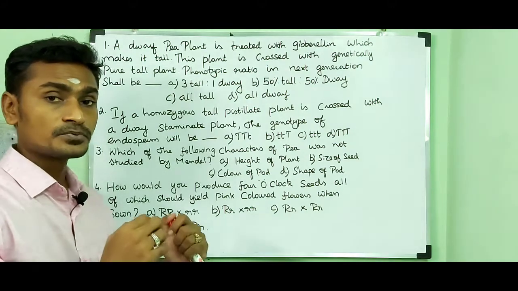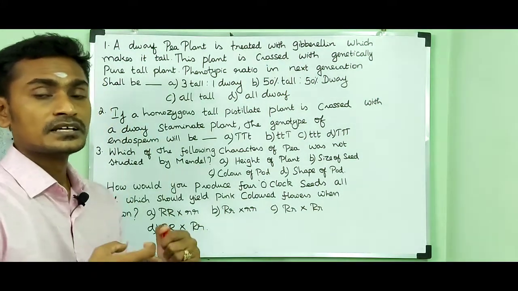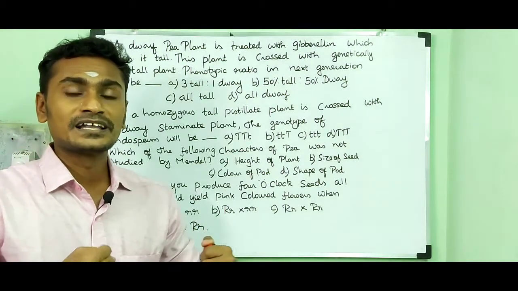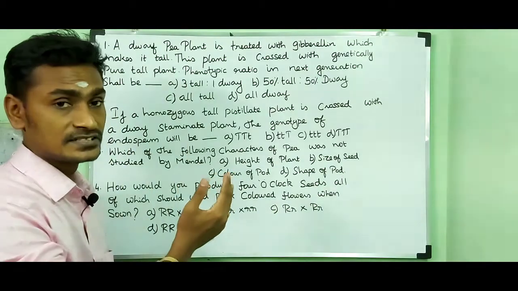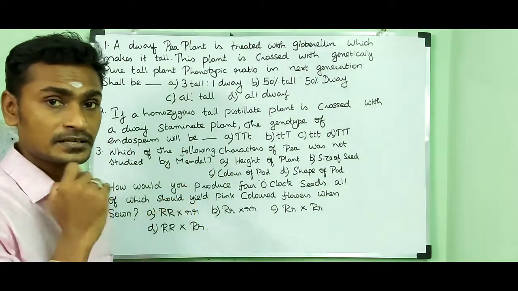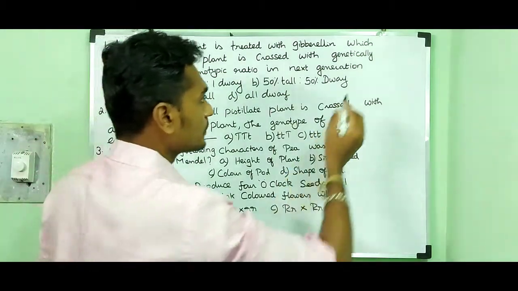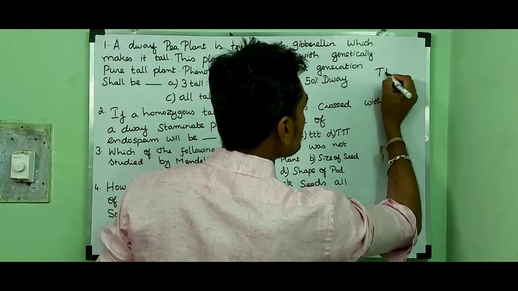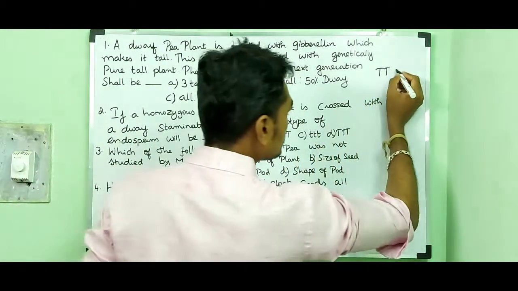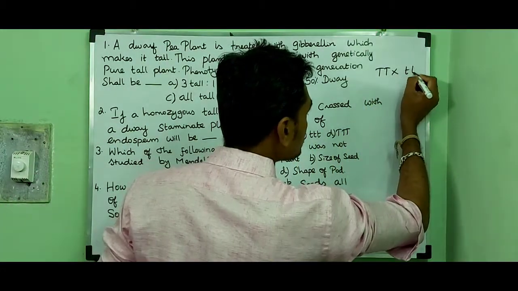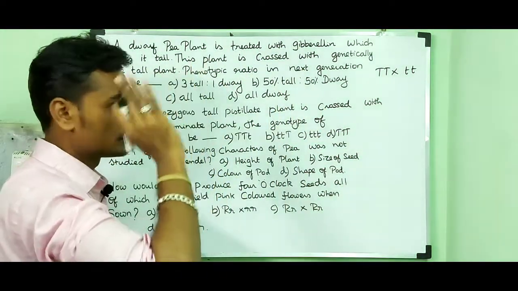So a dwarf pea plant is treated with gibberellin. The nodes and internodes get elongated and they look tall. And that plant is crossed with a genetically pure tall plant. So a homozygous pure dominant parent is crossed with a homozygous recessive parent, which is treated with gibberellin. That is why they look tall.